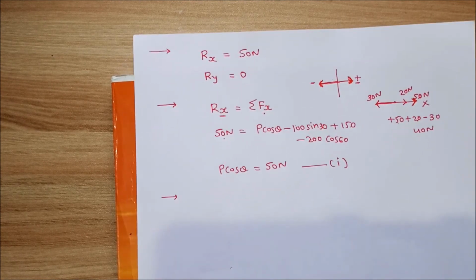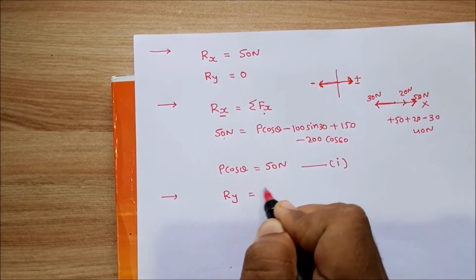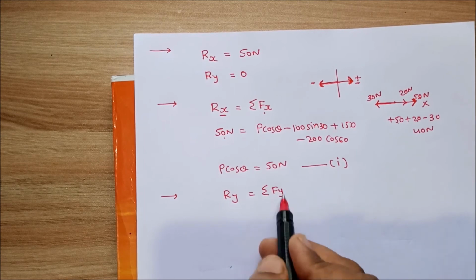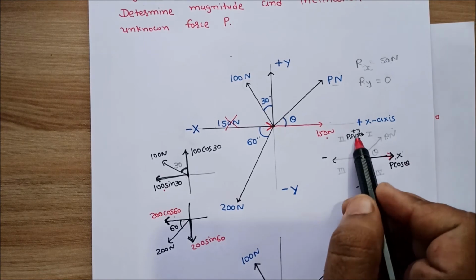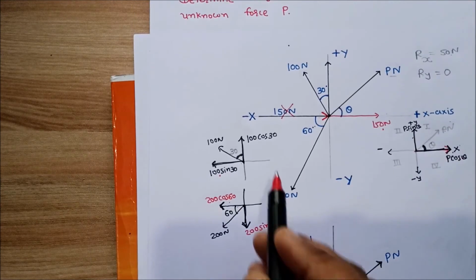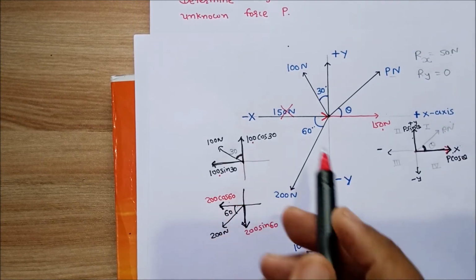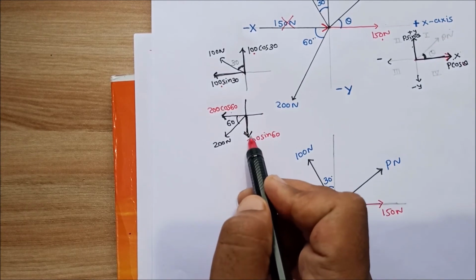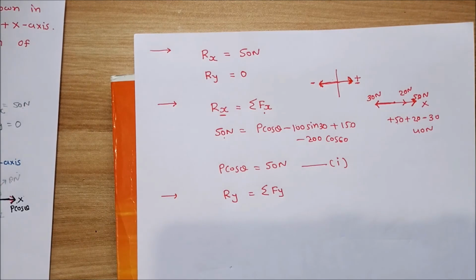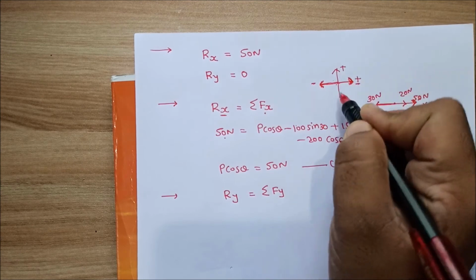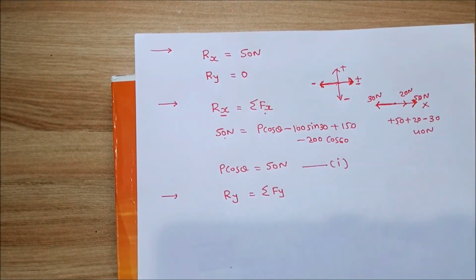Similarly, we can find Ry. So Ry is similarly the algebraic summation of vertical components. The vertical components: P sin theta is acting upward, along the positive y-axis, so we consider plus P sin theta. Similarly, plus 100 cos 30 and minus 200 sin 60, because this force is acting along the negative y-axis. So for sign convention, you remember the graph sign: upward forces are positive and downward forces are negative.